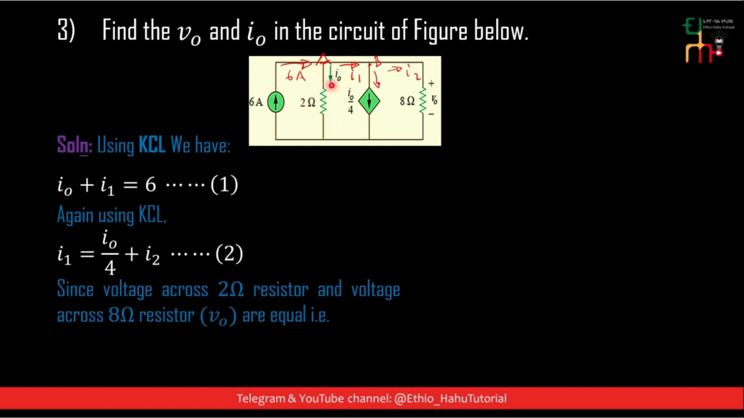ይሄኛው 2 ohm resistor እና 8 ohm resistor parallel ናቸው። Since they are parallel to each other, the voltage drop across this 2 ohm resistor equals to what? The voltage drop across this 8 ohm resistor. ስለዚህ ያ ማለት the voltage drop across this 2 ohm resistor is 2 times I0 since the current through this 2 ohm resistor is I0, which is equals to 8 ohm times the current across this 8 ohm resistor, which is I2.